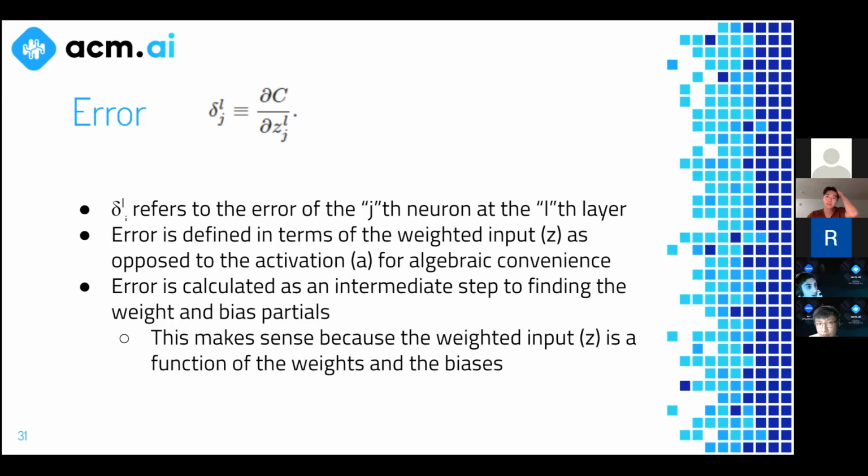I could try to word it in a different way. So the cost is how the overall network is performing, and the error is how much each neuron contributes to that cost. Yeah, that's a great way of thinking about it.